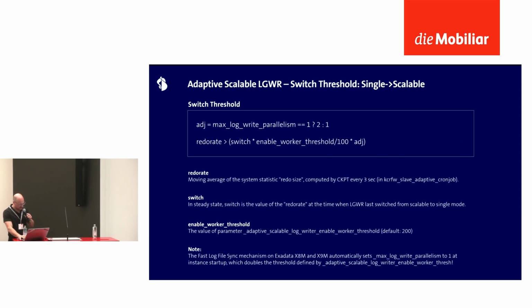Here again, everything in a single slide with some more details. This multiplier that I showed, 2 for non-Exadata and 4 for Exadata with PMEM log, is actually driven by this underscore parameter, which defaults to a value of 200, meaning 200%. So if you change that, of course, you change all the log writer mechanics and computations.